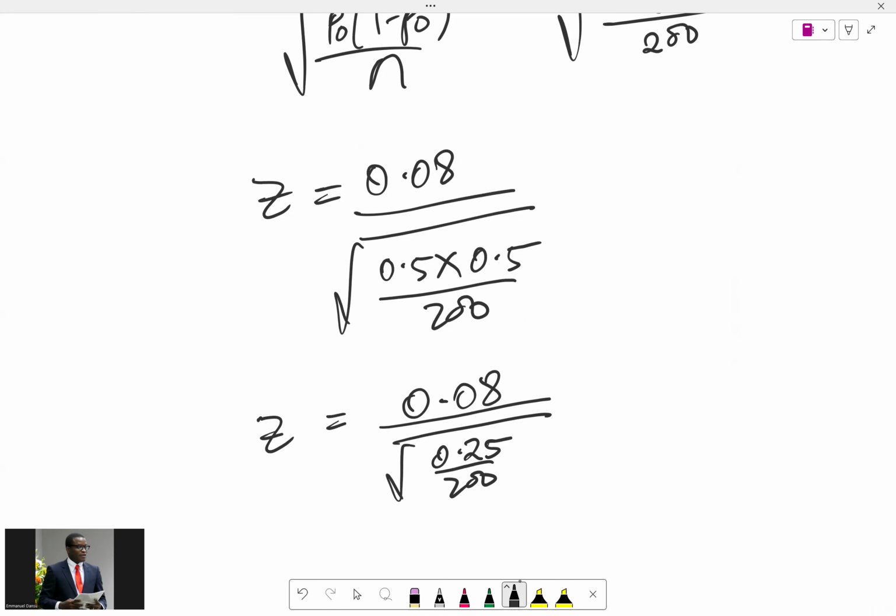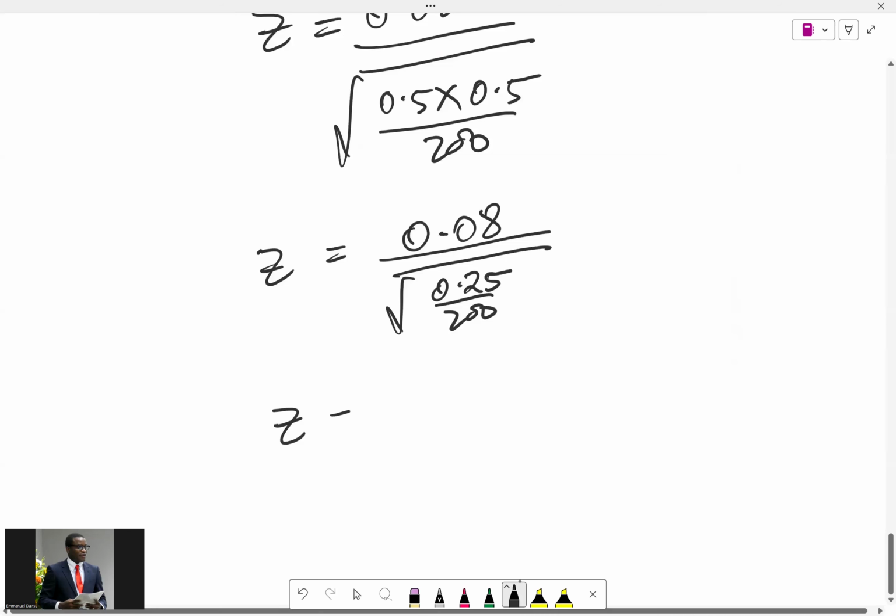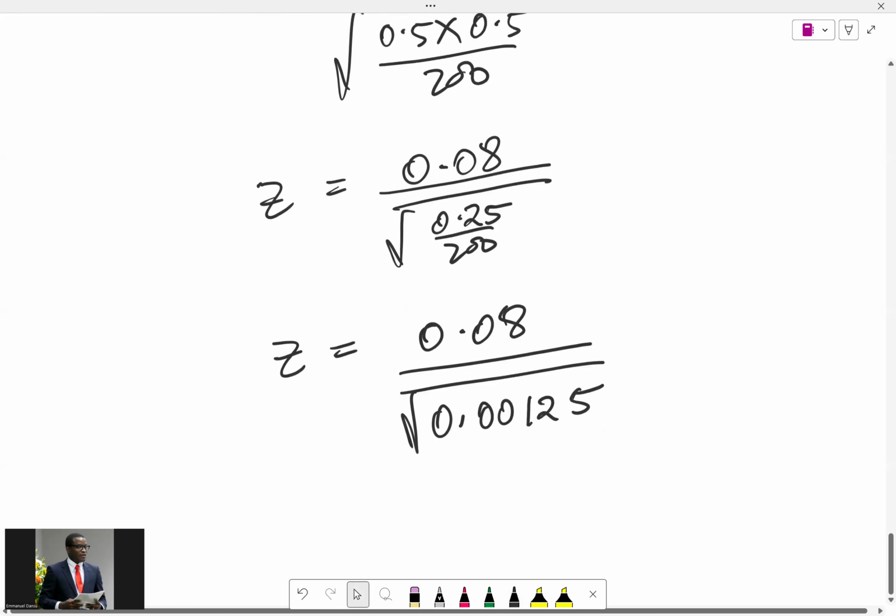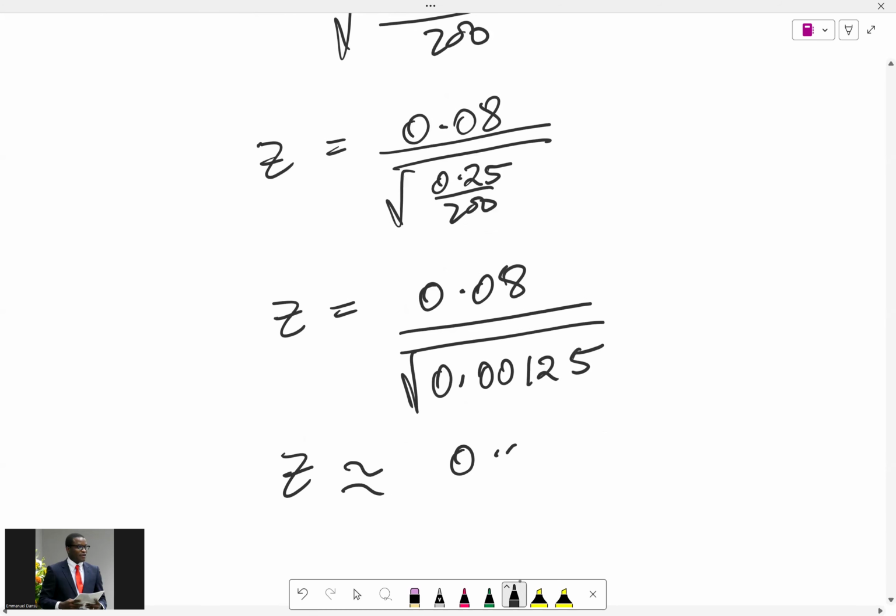Okay, what can we do here? I think we can compute the numerator directly now. I think we should go for that. 0.25 divided by 200. So we have Z equals 0.08 divided by square root of 0.00125.